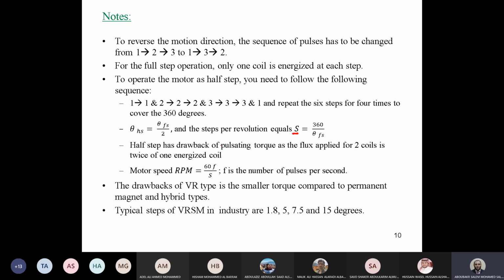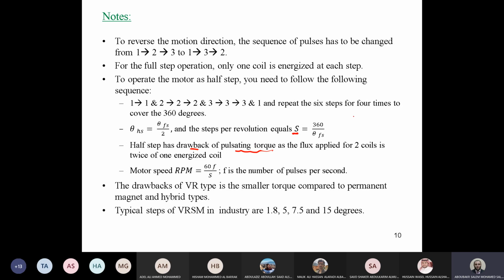Okay, guys. The important note regarding energizing in different ways: instead of always having one coil, we have sometimes one and sometimes two coils. Half step has a drawback, so we have here a problem of pulsating torque. This is the issue now with half step. When you apply one energized coil, you will have a certain value of torque. And when you apply 2 coils energized, you will have higher torque. And according to the sequence of pulses, it will be repeated.